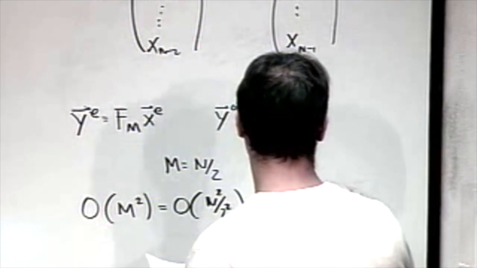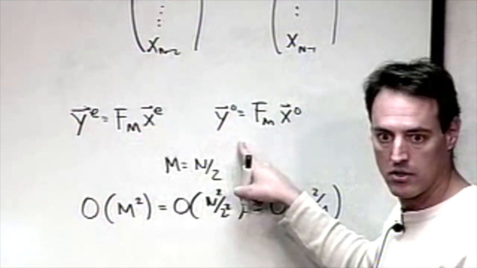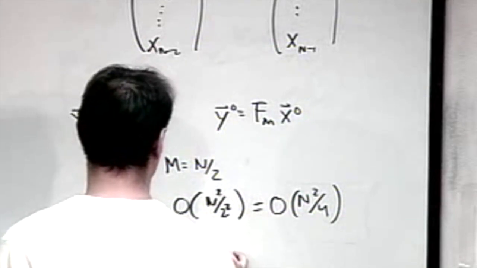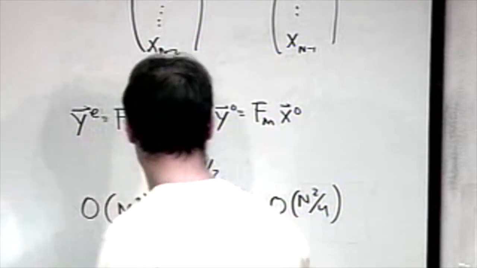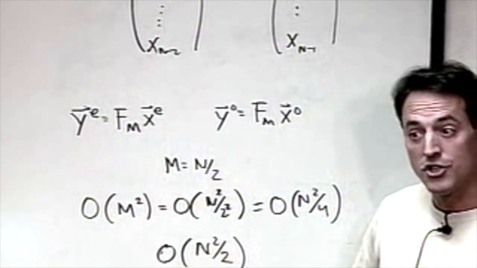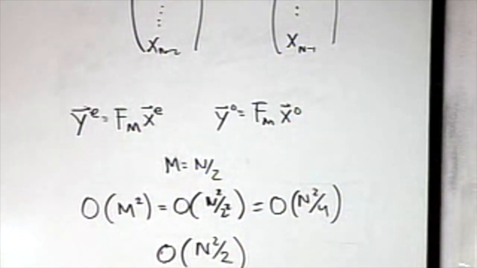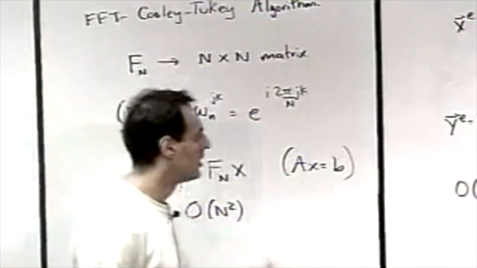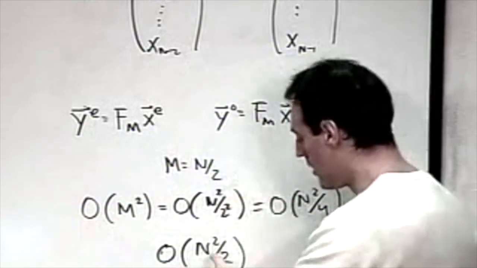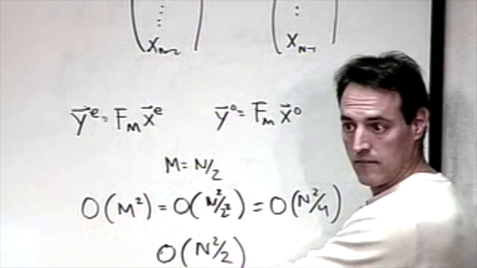So each one of these problems is something like this, but I have 2 of them now. So I have 2 times this, so if you have 2 times that, you get order n squared over 2. So you see, in this simple procedure, going from here, which costs you order n squared, to here, which is 2 problems, half the size of it, each one, I just cut my work in half.